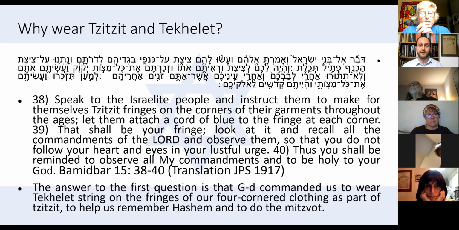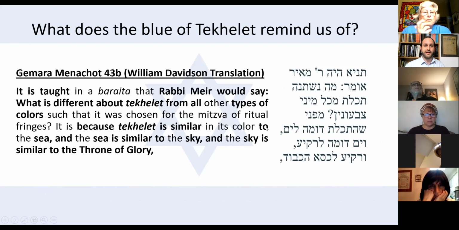And then the question comes in, well, wait, if that's the case, does it even need to be blue? What does the blue add? What does the tchelet add? So the answer to that, which Mark quoted earlier, can be found here in the Gemara, in the Talmud Menachot, where we discuss the colors. So Mark, would you like to read the passage in Menachot?